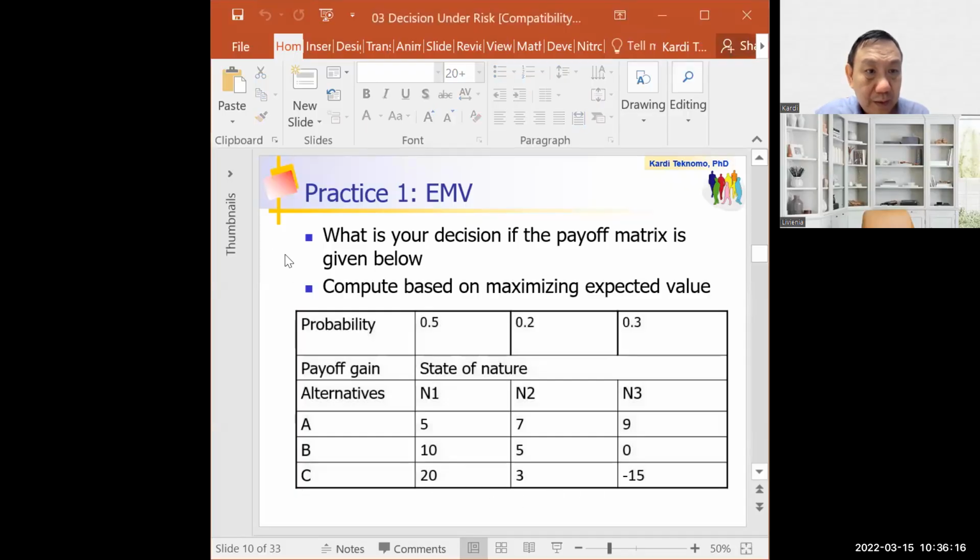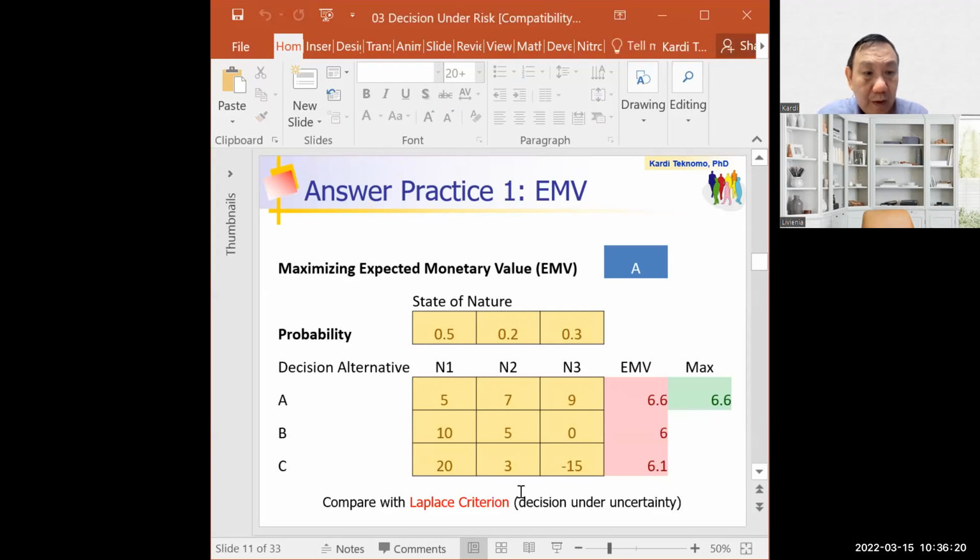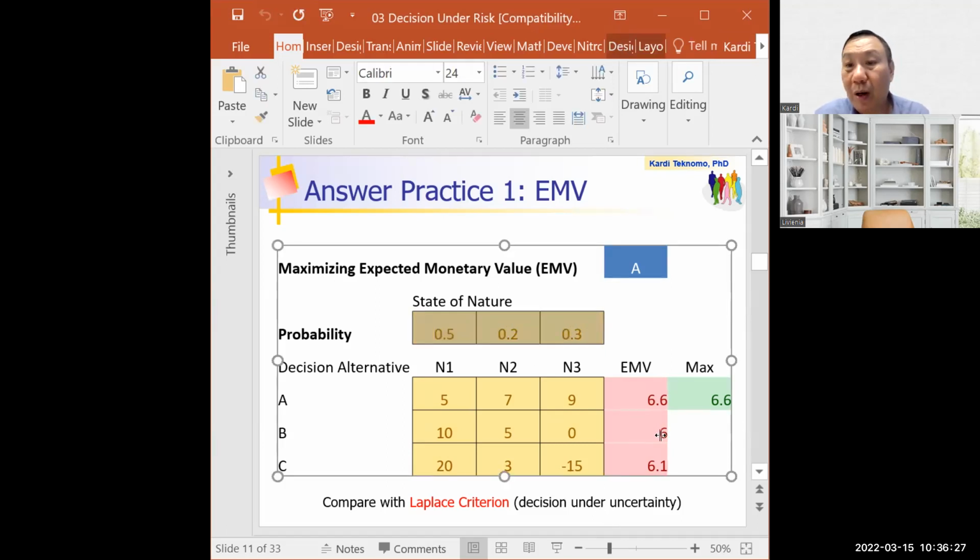So let's go back to the slide that we discussed a while ago. So we have practiced this, right? Now you can compare with the Laplace criterion. How do you compare? You just change the probability values to become equal, right? So if you change the probability value to equal, equal to 1/3, what will happen? Change the probability value to 1/3 in your case.